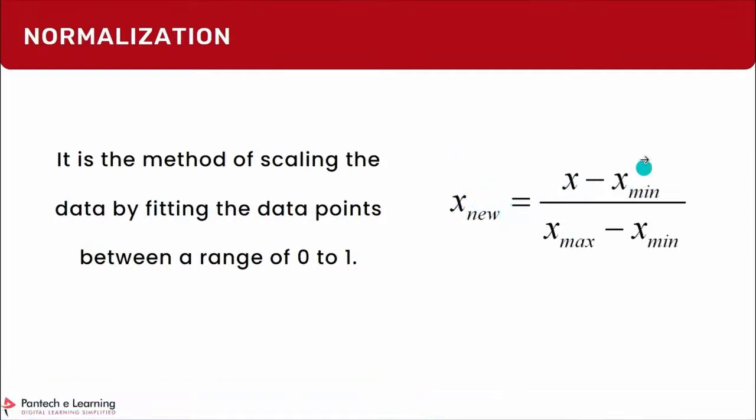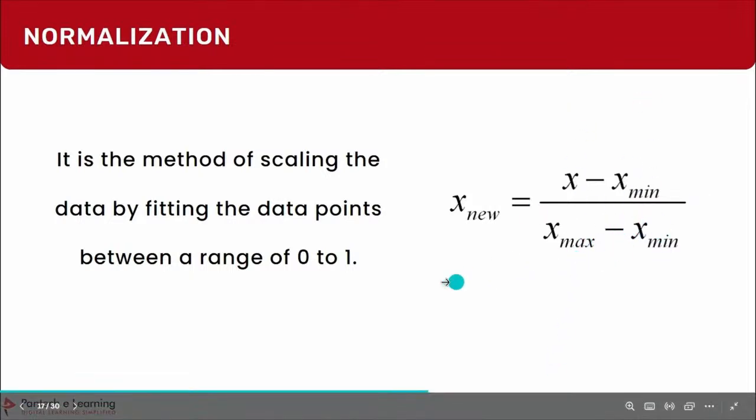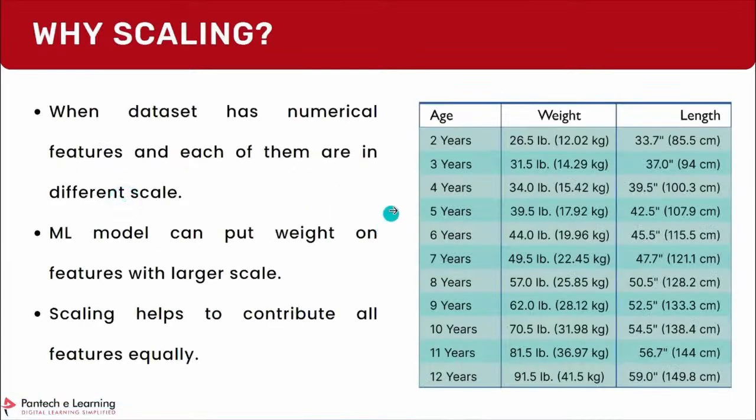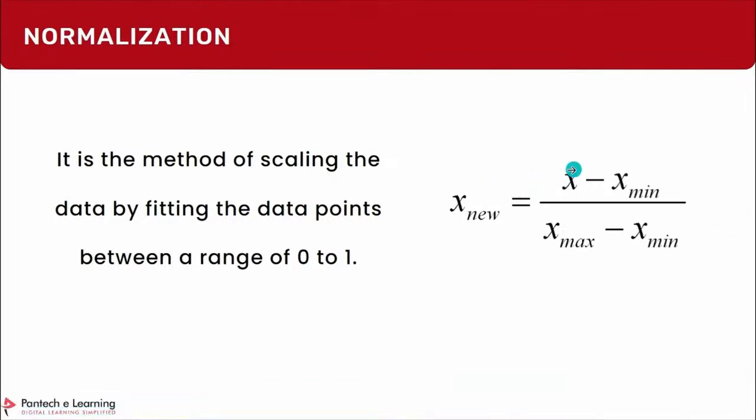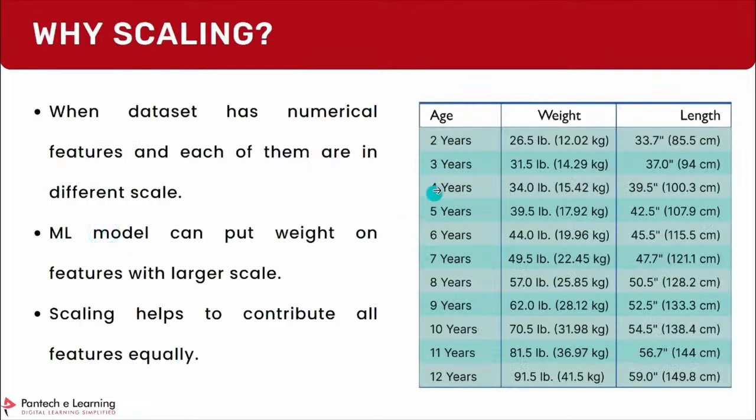Now the new value of x is going to be the value of x minus the minimum value of that column, divided by the maximum value of that column minus the minimum value of that column. For example, if I want to scale the value 4, it will do this for all the places. For 4, x will be 4 minus 2, the minimum value. In the numerator we have 2. In the denominator we will have 12 minus 2, which is 10. So 2 divided by 10 is 0.2, and that 0.2 will be placed here.